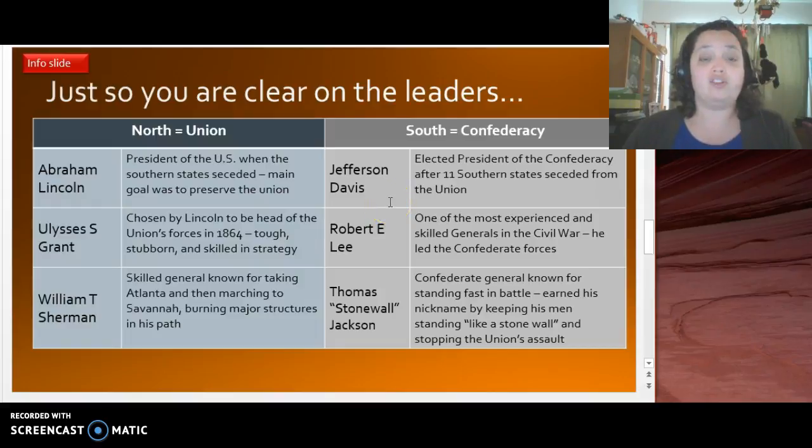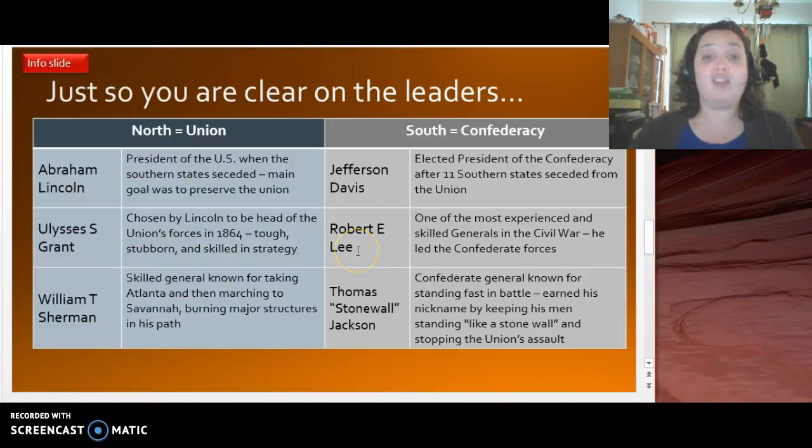Now, some leaders that you need to make sure you're aware of. Abraham Lincoln, President of the United States. His counterpart was Jefferson Davis, President of the Confederacy, or the Southern states. The main generals of the war, the Northern general was Ulysses S. Grant. And he wasn't actually the guy they chose at first, but he's kind of the guy they ended up with, and he turned out to be a really good choice.